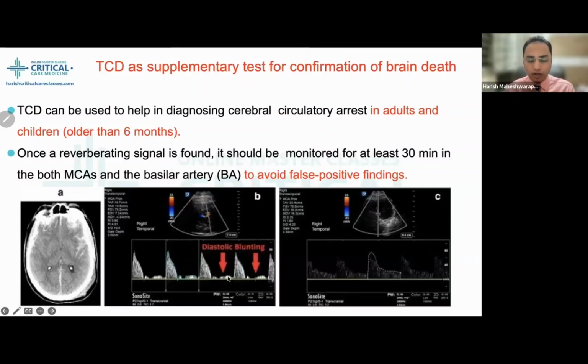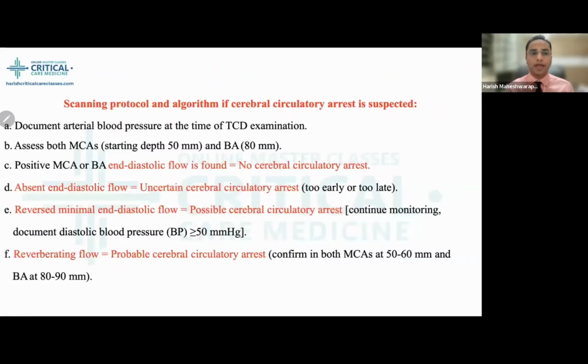So it is almost absence of the diastolic flow, or it may give an idea with a reversal of the diastolic flow, what we call a reverberating diastolic waveform. So, scanning protocol and algorithm in a suspected cerebral circulatory arrest patient.